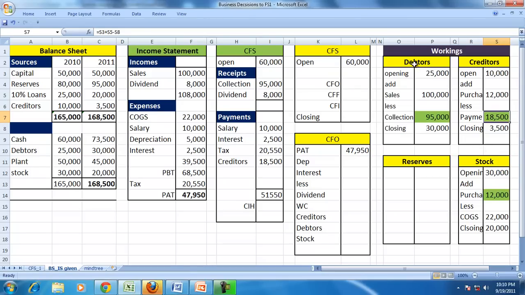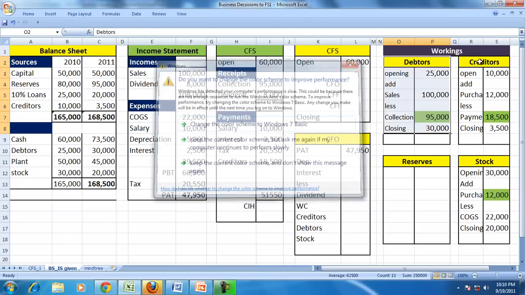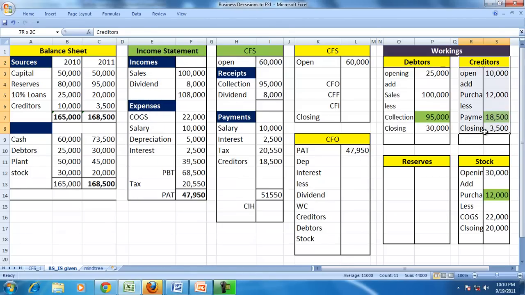So as I mentioned here, it is always better to have a framework. So whenever there is a creditor, examine the relationship between the creditor and the stock, find the purchases, treat that as a credit purchase. If no information given, then calculate the creditor.